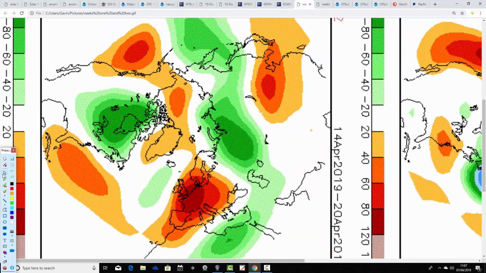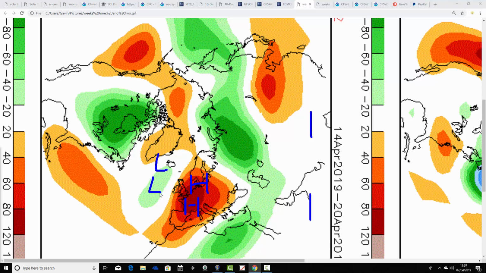Getting through to week two, we see a change in the orientation of the high pressure. This is the 14th to the 20th of April. The high pressure then is centred to the east, southeast and south of the UK. Low pressure's out to our west.